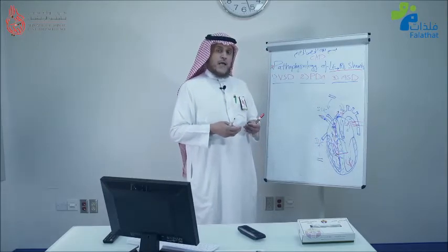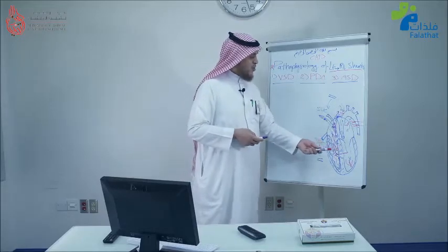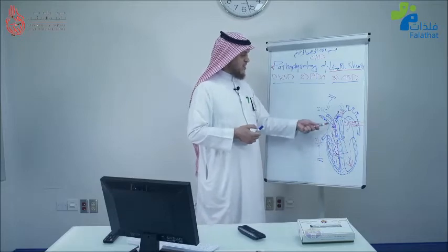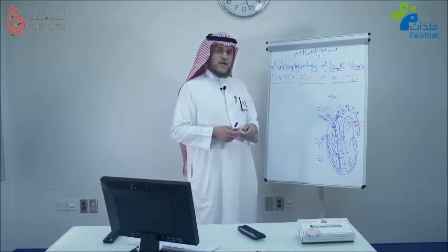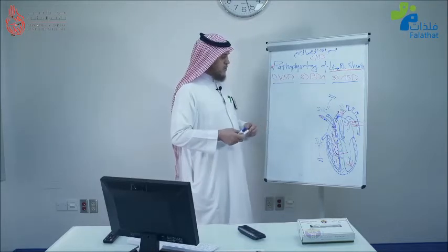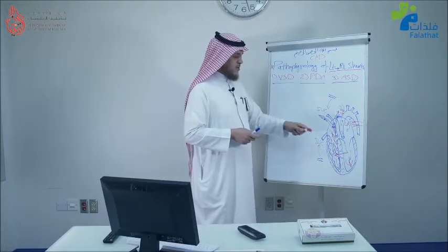So what would that do? This is blood going in. This is systemic pressure being transmitted to the branch pulmonary arteries. Now we'll go to point number 5 in left to right shunt from a VSD.